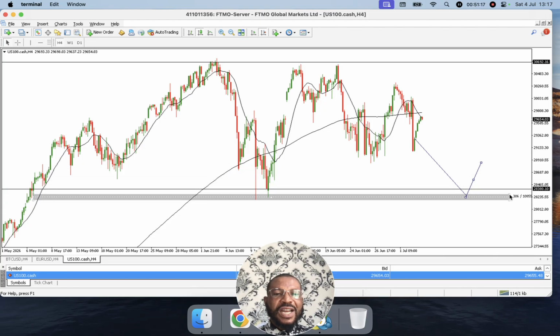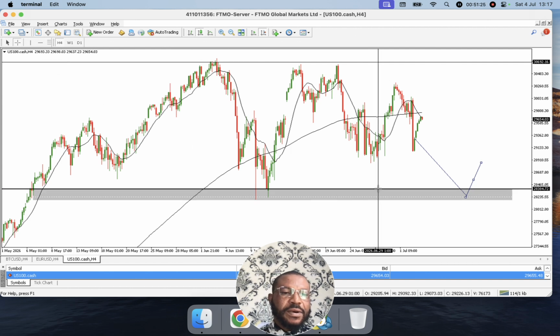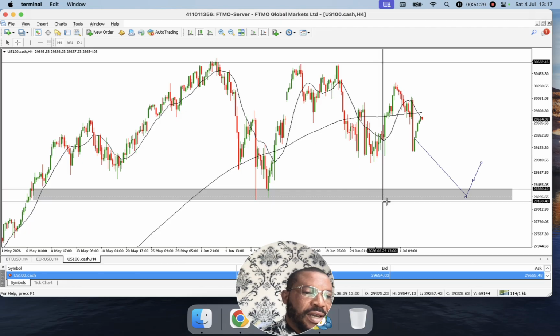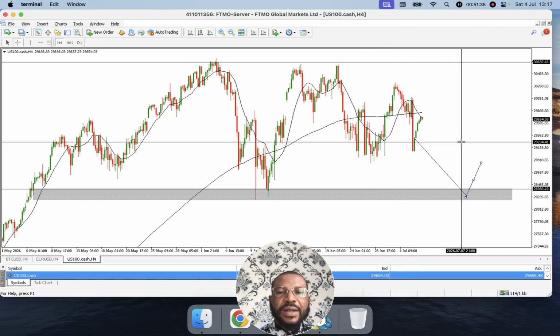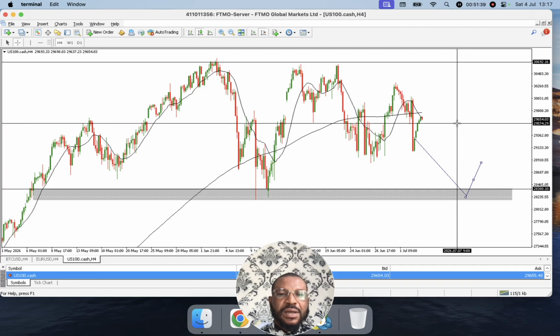So eventually I'm looking at this market will come to this point. So in a nutshell, for the Nasdaq, we wait for price to fall back to this level at 28,380. Stop loss can be below here at 28,194.